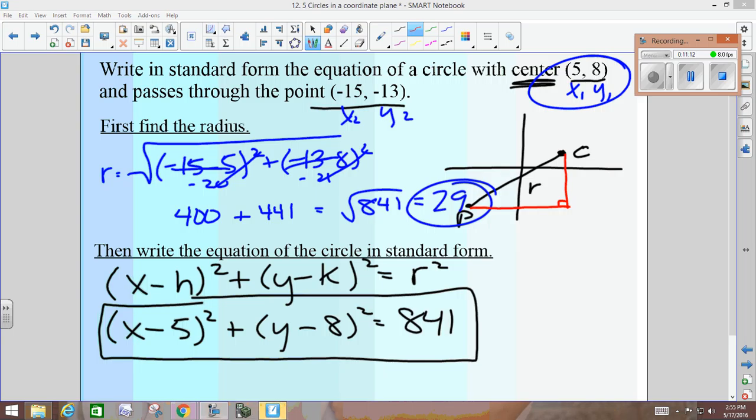From C, which is way up at 8, and goes down to negative 13, this would be a length of 21. And X, which is at 5, and then goes back to negative 15, this would be a length of 20. 20 squared plus 21 squared, or 441 plus 21 squared, sorry, would equal your radius squared. So if you can't remember the distance formula, you can use your Pythagorean theorem. Got it? Cool, flip it over.